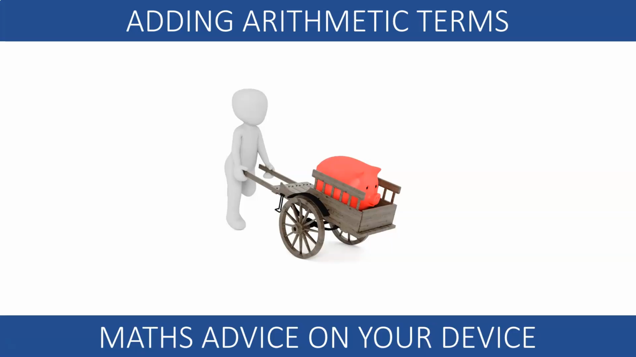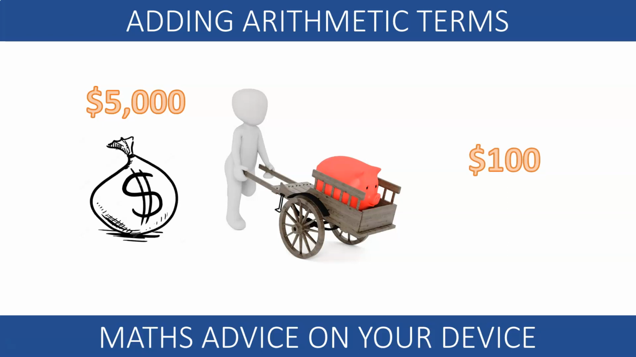You get a part-time job making $5,000 per month. Your manager offers a pay rise of $100 for every month that you stayed at that job. How much money do you save after 2 years?